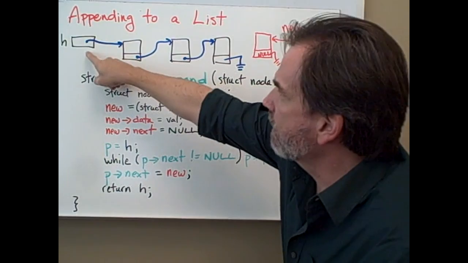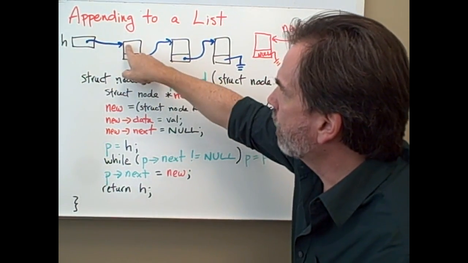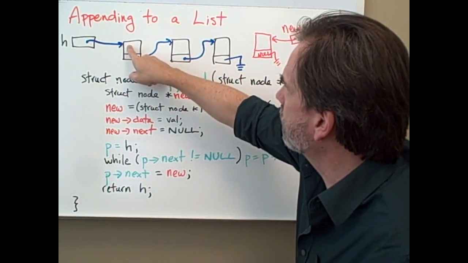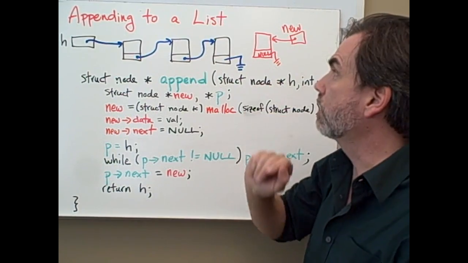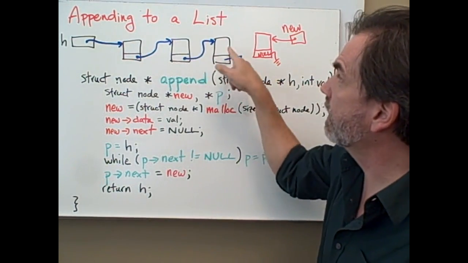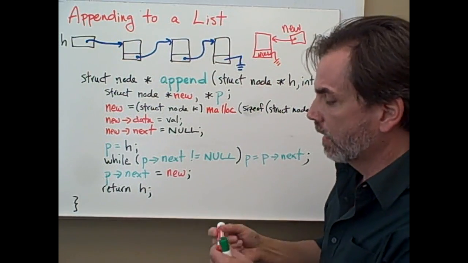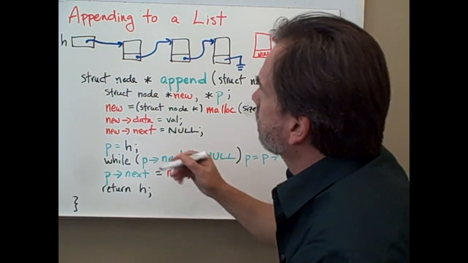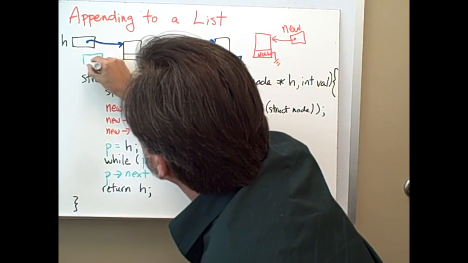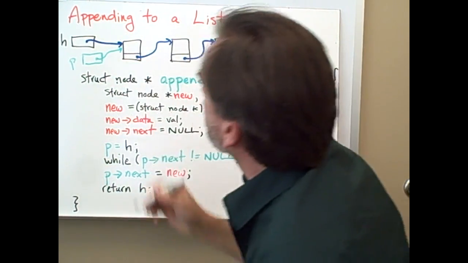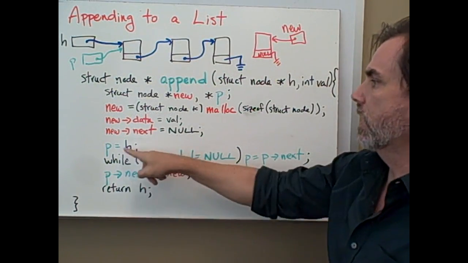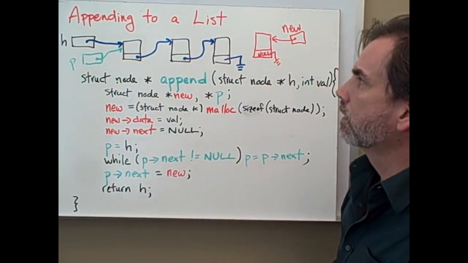Okay, but what we have is h. H points to the head node. We don't have anything right now that points to the tail node, so we have to traverse the list to find this node. So we create a new variable p here. We're going to point to the head node, so p is equal to h. We're going to start here.